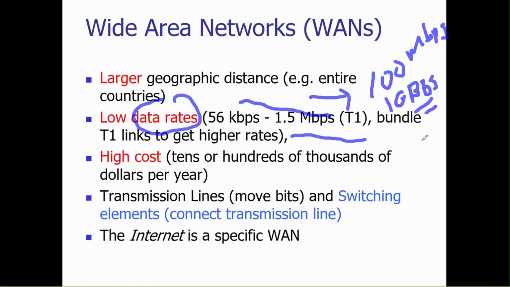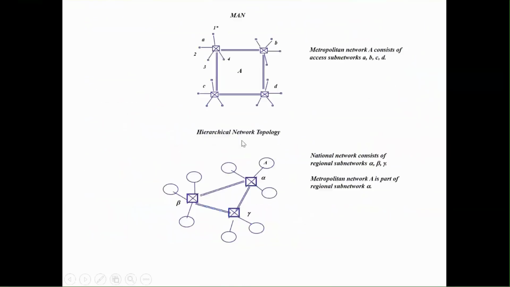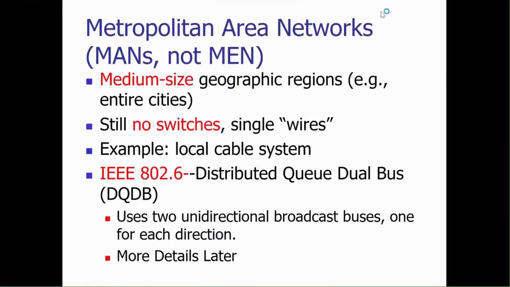But typically, a wide area network ranges from 1 megabit per second to maybe 1 giga, but typically they are the slowest because they're the biggest and depend on many factors. They're definitely high cost because you're talking about millions of dollars. In transmission lines, this is where we start talking about switching elements. Switching elements are basically switches, routers, hubs, and so on. As I explicitly mentioned, with MANs we have no switching elements yet; we're still trying to connect them without major switches.